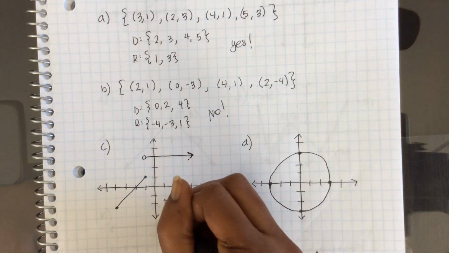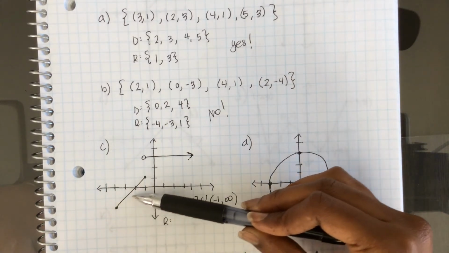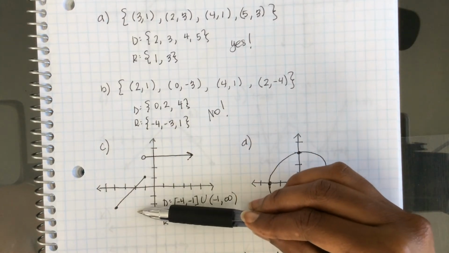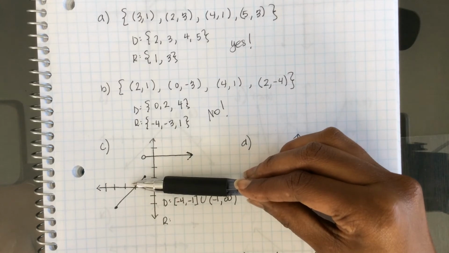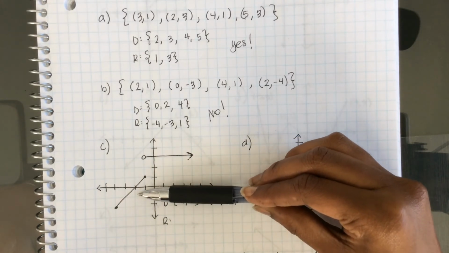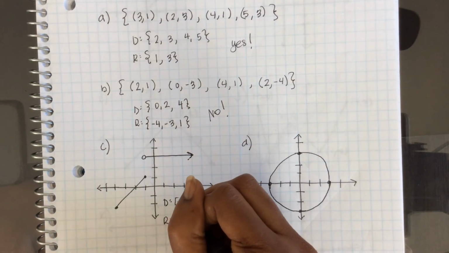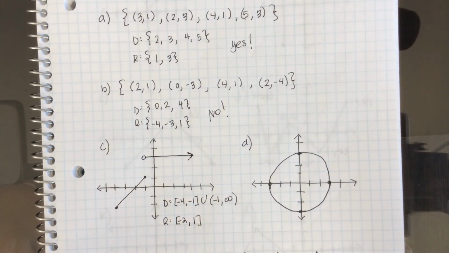My range is my y values. So notice, for this segment here, from the bottom up, my lowest y value is -2. And then it comes up to 1. Bottom here is -2, and then it comes up to 1. Closed circles on each, so -2 to 1 with brackets.